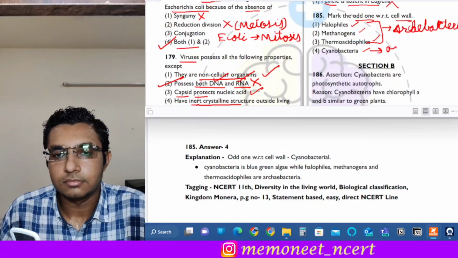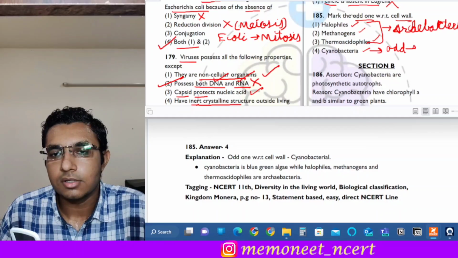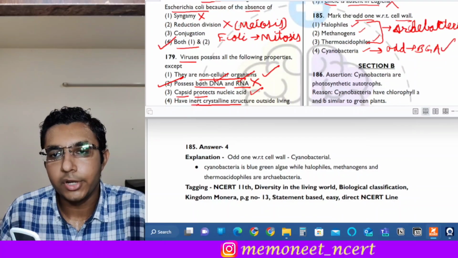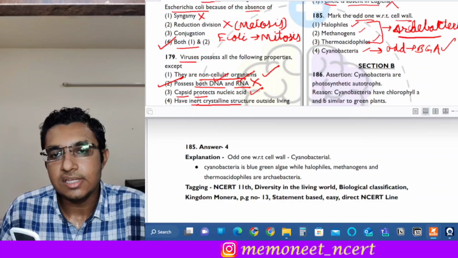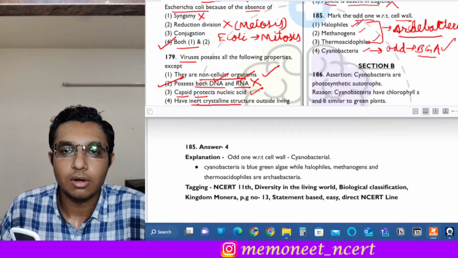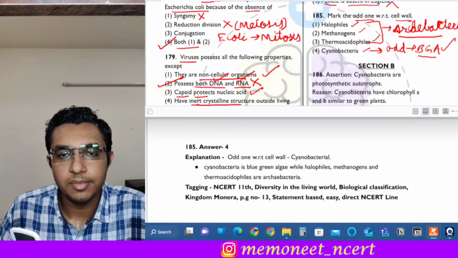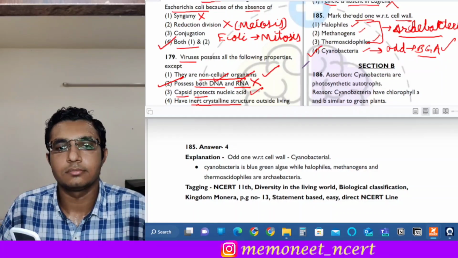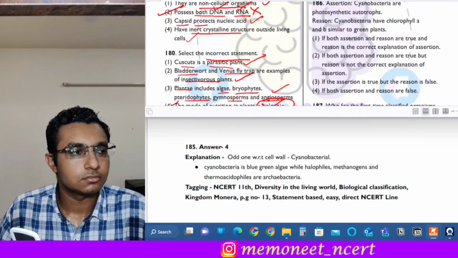Because it is a blue green algae. It belongs to kingdom Monera only, but these are the archaebacteria and cyanobacteria is the blue green algae. So the odd one with respect to cell wall will be option 4. So the correct answer to this question is option 4.